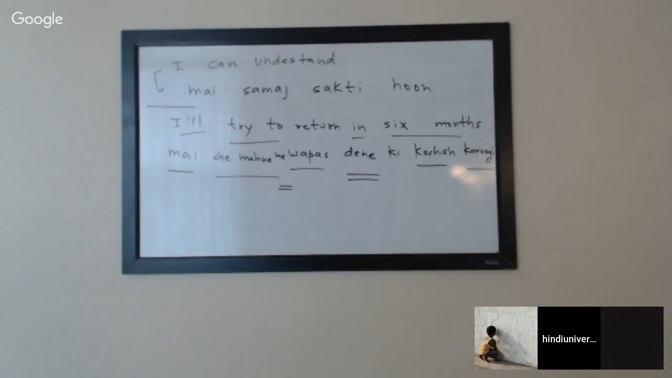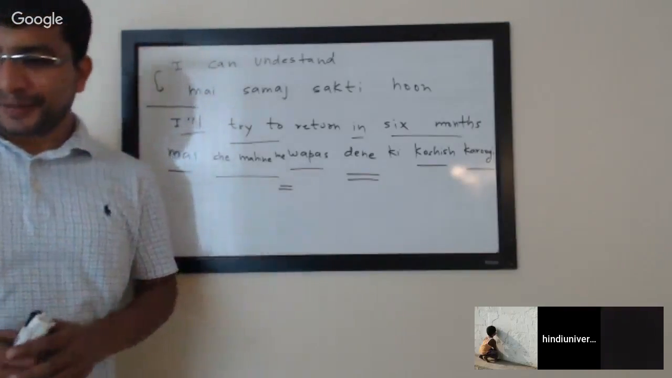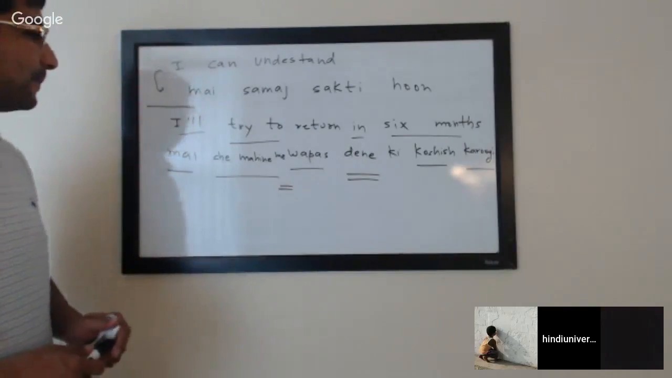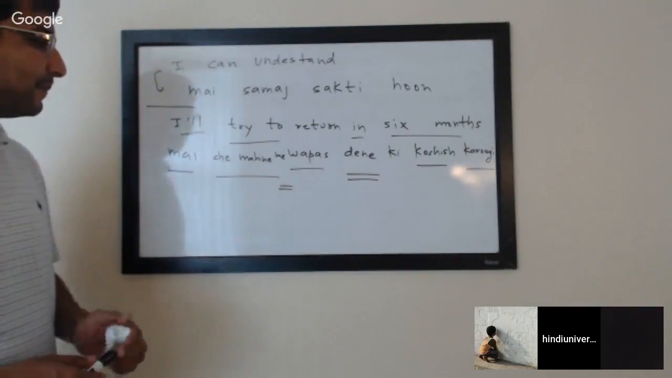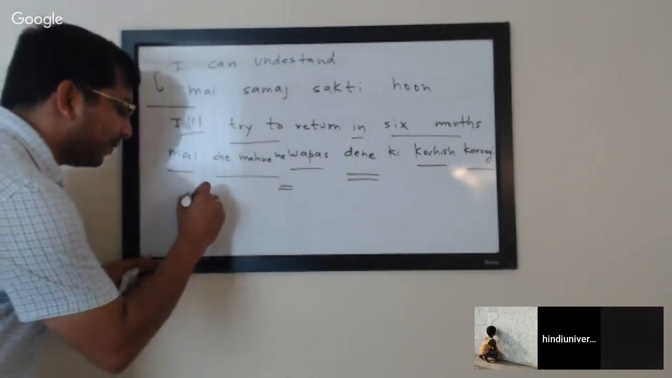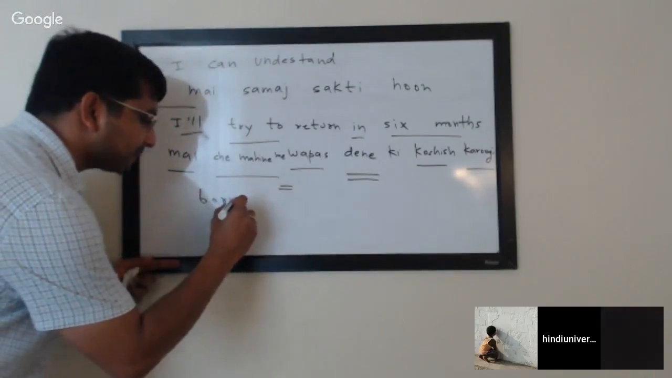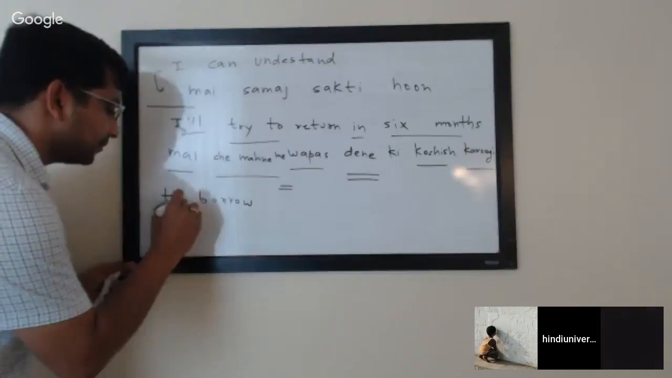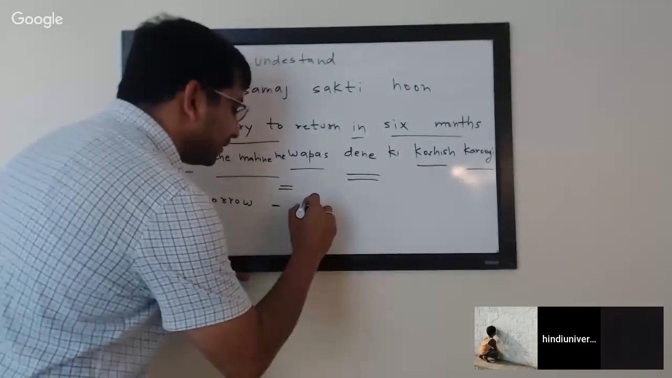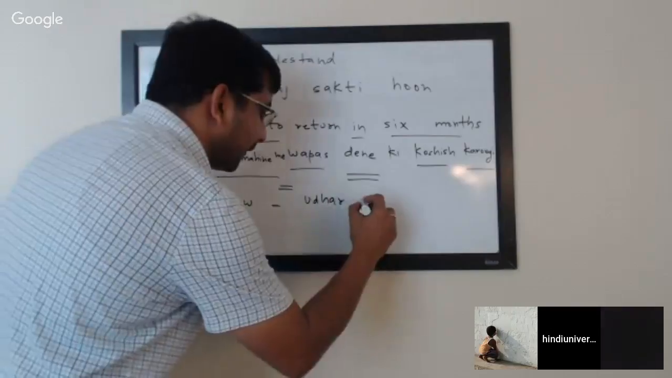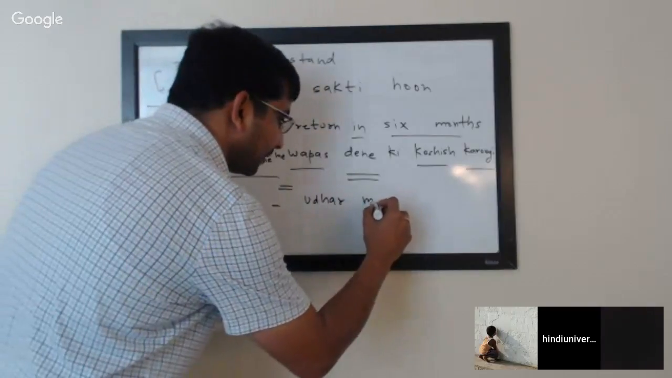Okay, so anything else now? Anything else, Ilan? How do you say borrow and lend? Oh, very good, right? Borrow and lend. So to borrow is udhar. Mangna or lena.